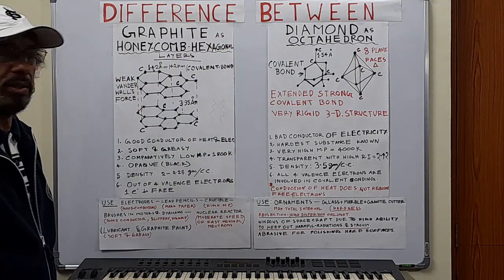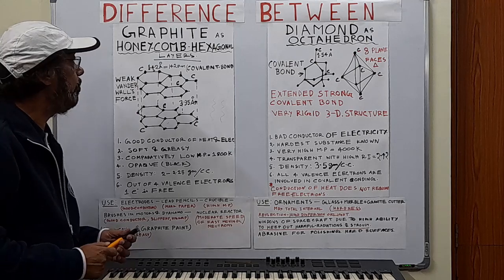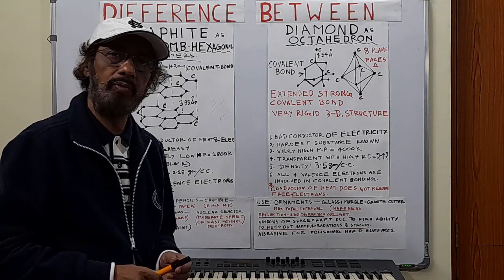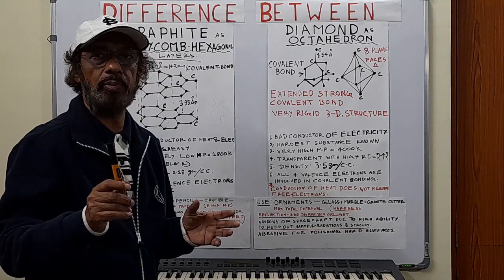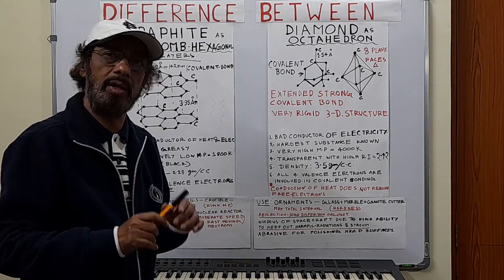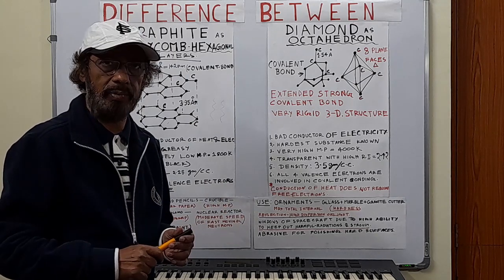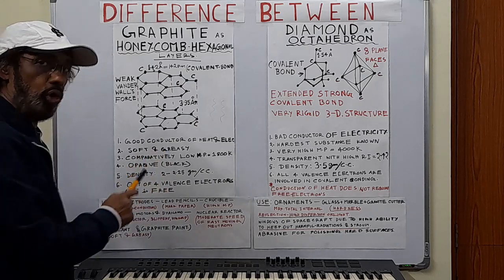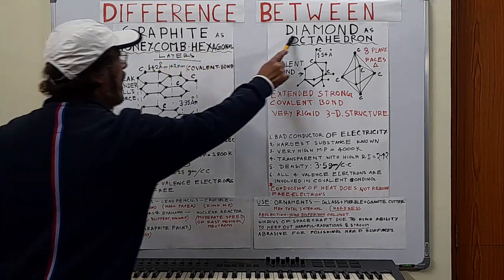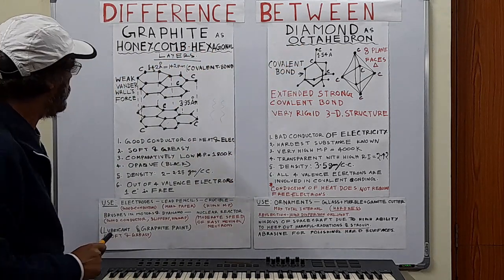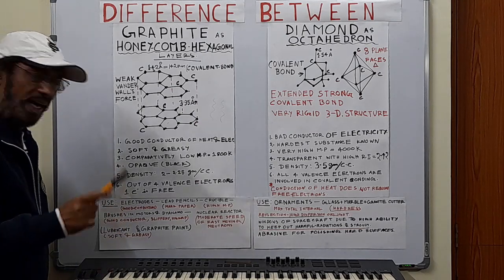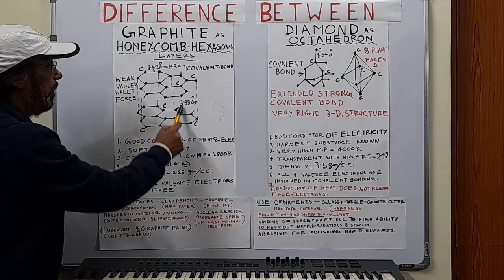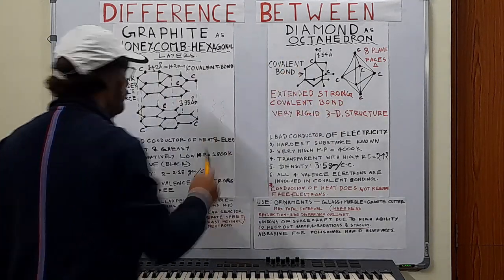Today's topic is allotropy. Now what is an allotrope? An element which exists in more than one form, having different physical properties but similar chemical properties, is called an allotrope of that element. Now carbon has two most important crystalline allotropes, named graphite and diamond, which are very familiar to us. To find the difference between the two, we must understand the structure of graphite and the structure of diamond.